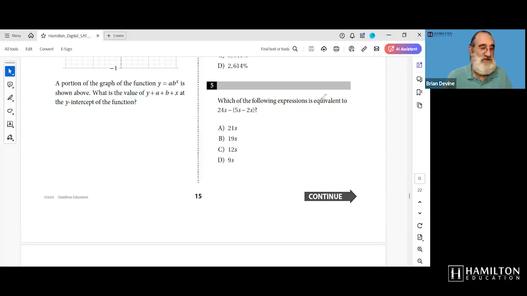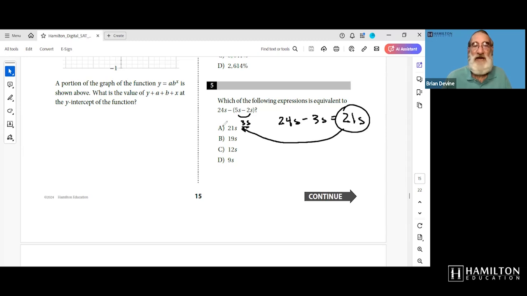Question 5. Which of the following expressions is equivalent to 24s minus the quantity 5s minus 2s? Well, I could look at this in a couple of different ways. I could apply the minus sign and then add 3 terms together, or I could look at the fact that this is just going to be 3s. And so it's going to be 24 s's minus 3 s's, which should give me 21 s's. So 21s leads directly to A as the correct answer.